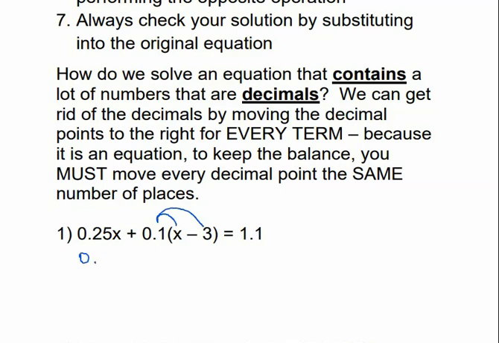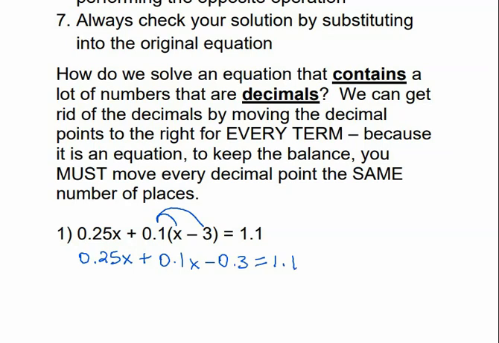So I have 0.25x, or 25 hundredths, plus 0.1x minus 0.3 equals 1.1. Now that the parentheses are gone, we can get rid of the decimals.